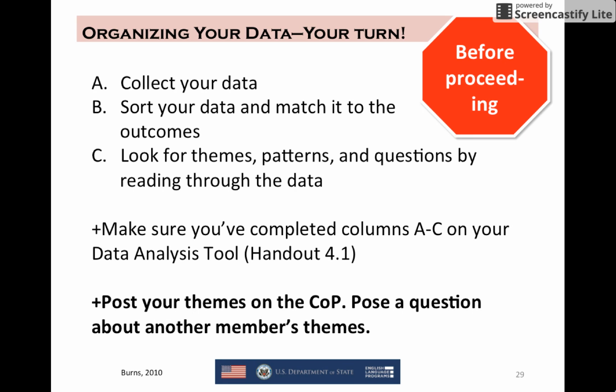Use your data analysis tool, handout 4.1, and fill out columns A through C. Once you've completed this part of your handout, you can post your themes on the COP Blackboard site. Also, try to pose a question about another member's themes. These 2 items are your first assignment, and this assignment is due on Monday, April 10th.